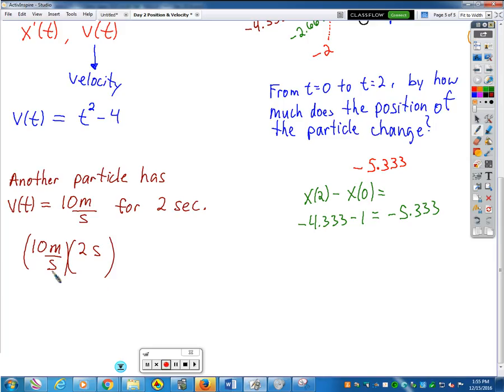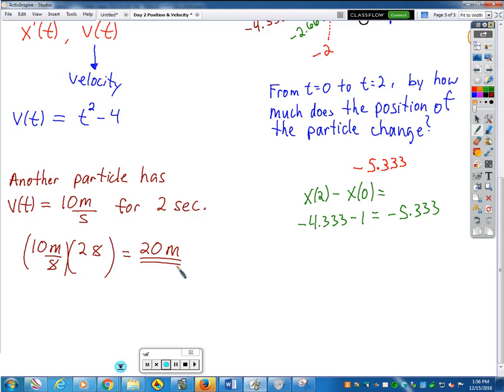When meters per second is multiplied by seconds, the seconds divide out. You're left with just meters. So that particle's change in position would be 20 meters.